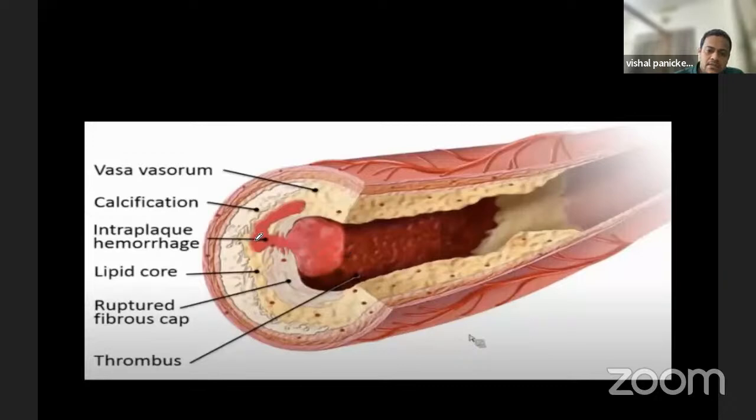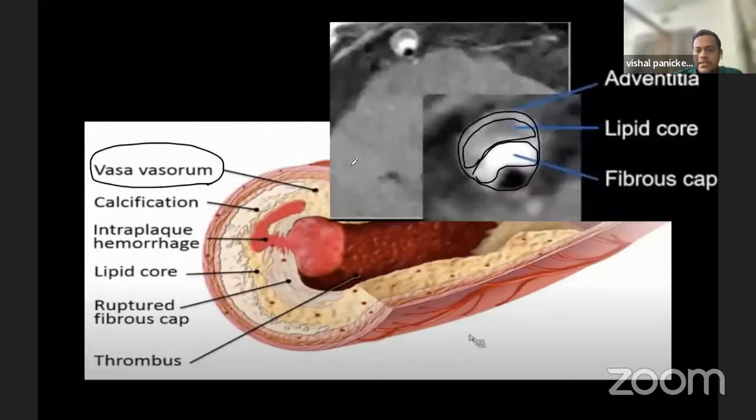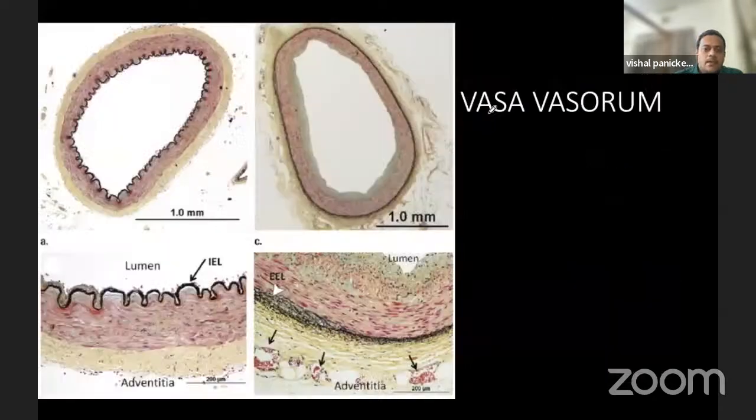So what is an atherosclerotic plaque? We have a fibrous cap followed by the lipid core layer, and sometimes there will be calcification. As the plaque advances, there will be hemorrhage because of fissuring in the fibrous cap, and intraplaque hemorrhages can be seen. In case of intraplaque hemorrhage, there will be T1 hyperintensity also. So this is the typical layered appearance of the atherosclerotic plaque in vessel wall imaging.